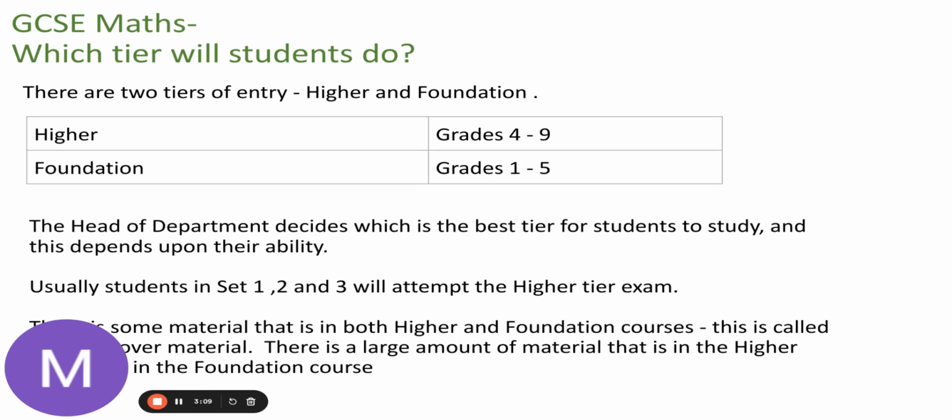Usually, however, students in sets 1, 2 and 3 will attempt the higher tier exams and all of the students will attempt the foundation. There is some material that's in both courses, both the higher and foundation, and this is called the crossover material. There is, however, obviously a lot of material that's in the higher course that is certainly not in the foundation course.